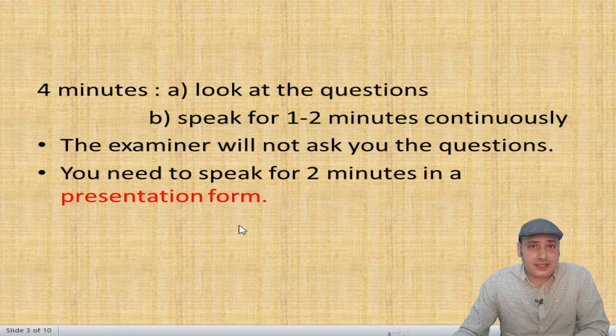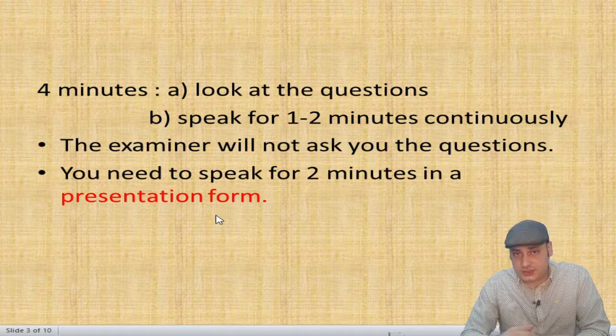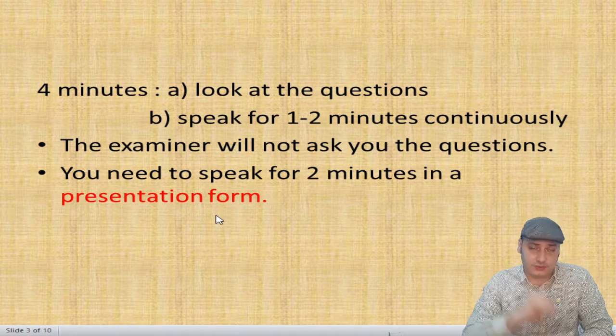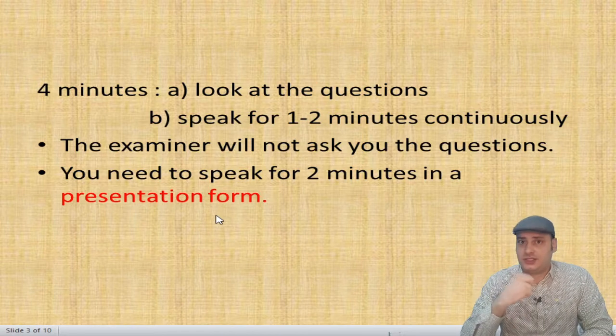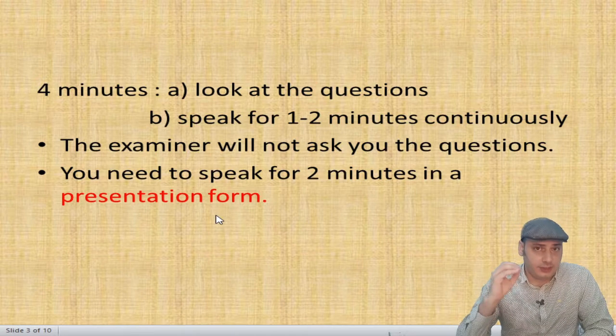And a presentation form is in the red because it's very important. When you get the questions, you don't read the question and then answer it. Don't do that. Again, it's called the mini presentation section. So you have to read the question with your eyes and keep speaking for up to 2 or 3 minutes continuously. So you have to be careful about this section.